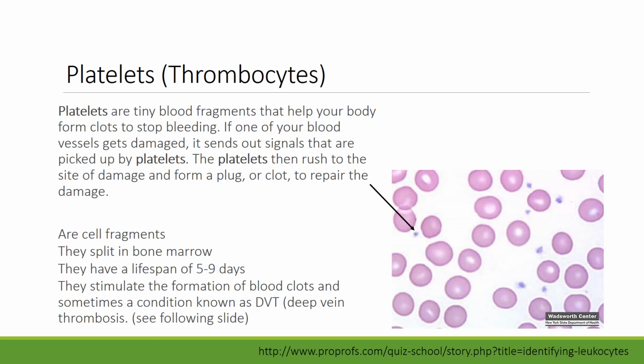To the right is a picture of another blood cell, or actually a blood cell fragment, known as a platelet or a thrombocyte. The most important function of thrombocytes is to stop bleeding. They are, in fact, cell fragments. They split in the bone marrow. They have a lifespan of about 5 to 9 days. They stimulate the formation of blood clots and sometimes a condition known as DVT, deep vein thrombosis, and we'll look at that on the next slide.